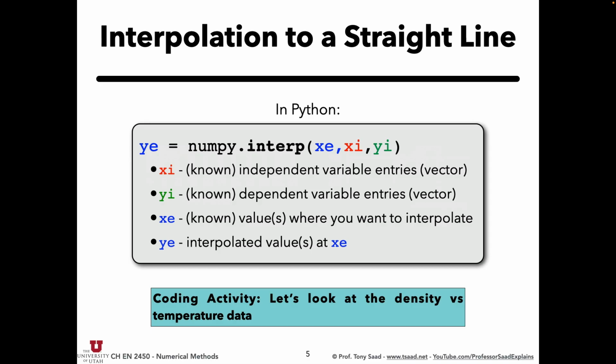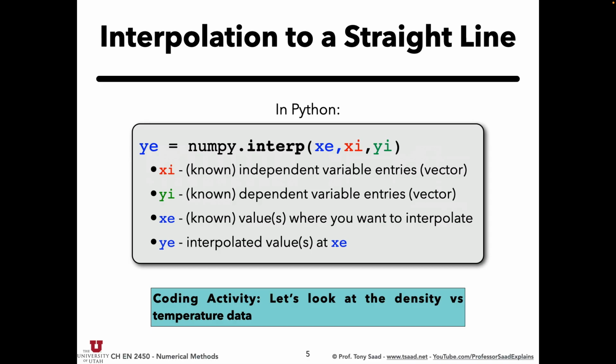NumPy.interp takes at least 3 arguments and returns a value. For your arguments, forget about the first argument. The last 2 arguments, xi and yi, are your x input data and y input data. So I'm referring to input, which would be, in this case, the temperature and density. My xi would be the temperature values, all the discrete values of the temperature, and yi would be the discrete values of the density corresponding to those temperatures.